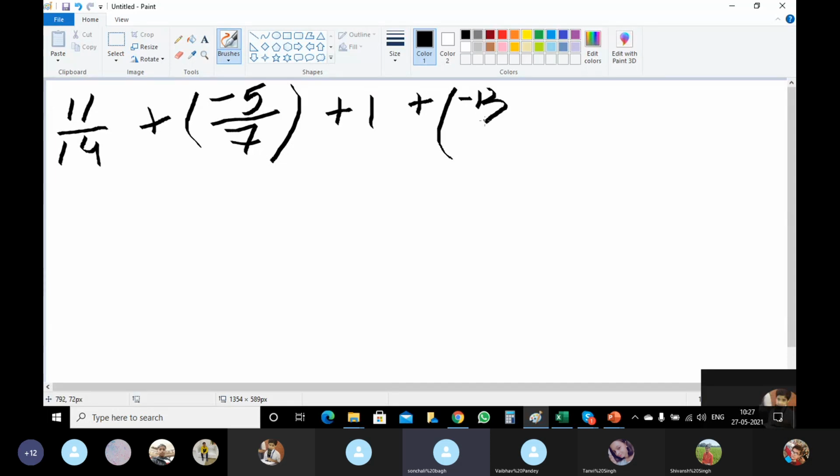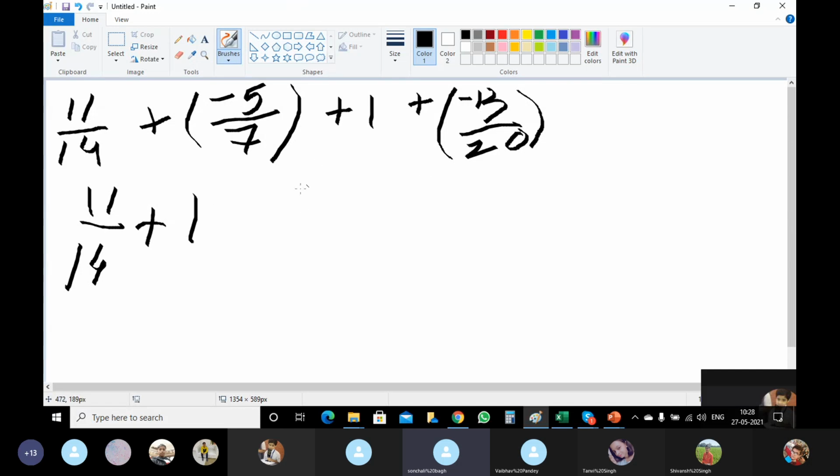So what I will be doing? Simply rearranging the positive signs together, the whole number together, and the subtraction signs together. Yes or no? Yes, ma'am. So on doing this, what I will get? 11 by 14 plus 1, and we will be simplifying this.